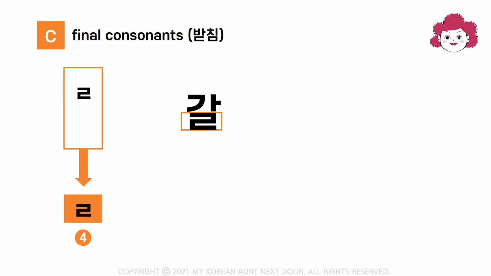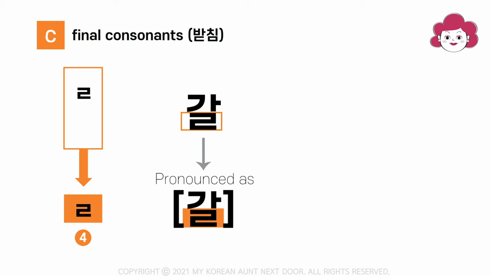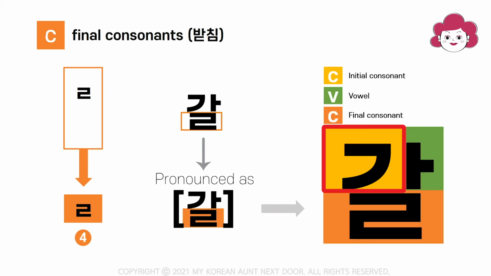Look at this syllable. It has the final consonant 리을. Therefore, it is pronounced as 을. 그, 아, 을. Together, 갈.